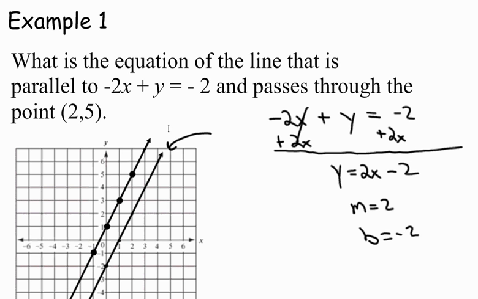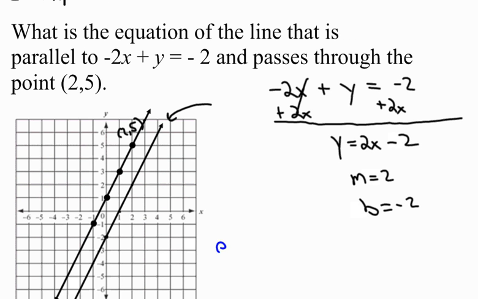Do you see it? You see how this line is parallel to the original line, and it passes through the point 2, 5. It meets both of the requirements. So for the last step, we have to write the equation of the parallel line. So let's go ahead and do that. What would be the equation of the parallel line that passes through 2, 5?